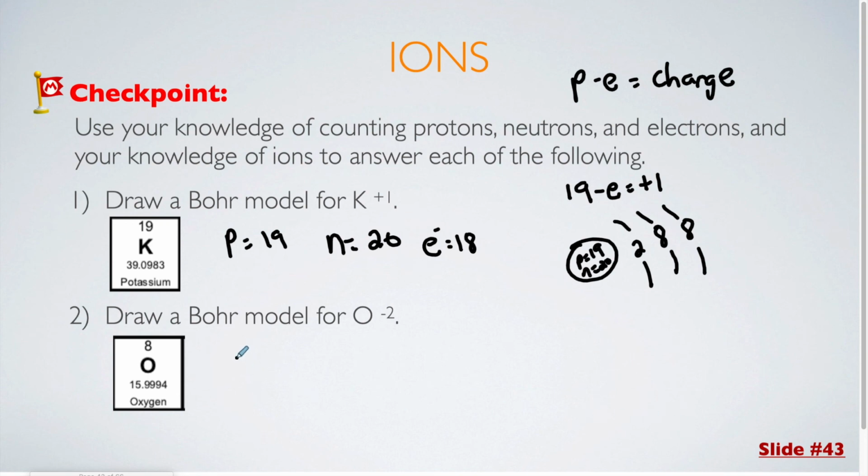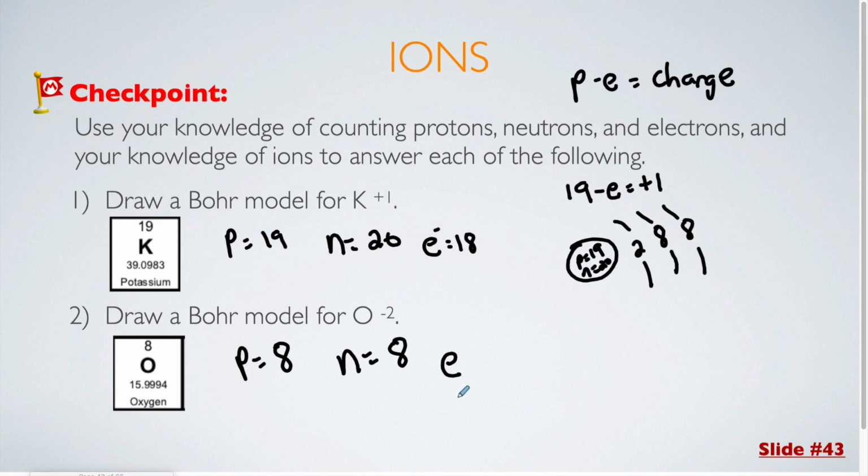For oxygen, protons are going to be 8 because that's the atomic number. Neutrons. We have a total mass which would round up to 16. 16 minus 8 is going to give me 8 neutrons.